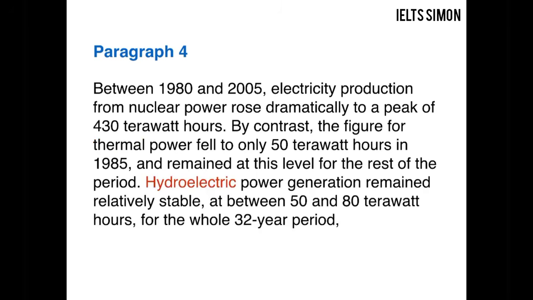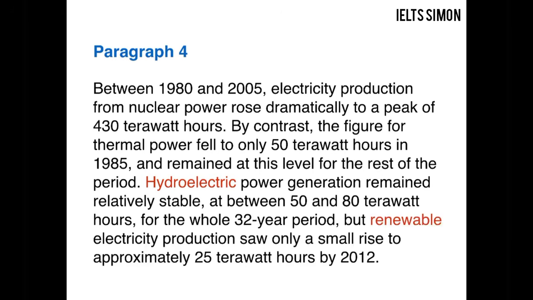Next, hydroelectric power generation remained relatively stable at between 50 and 80 terawatt hours for the whole 32-year period. But renewable electricity production saw only a small rise to approximately 25 terawatt hours by 2012.